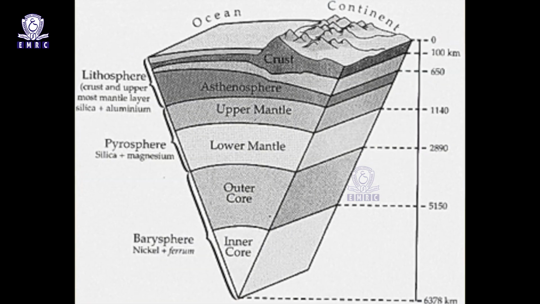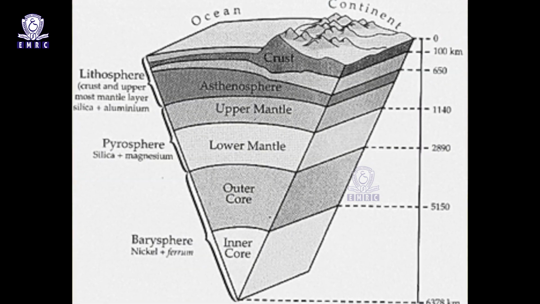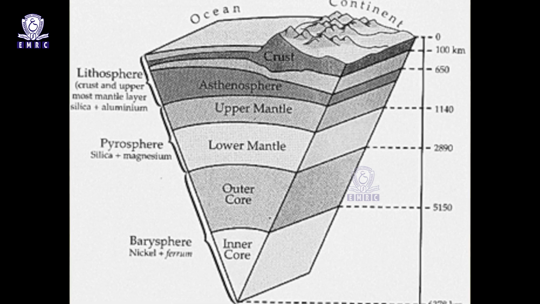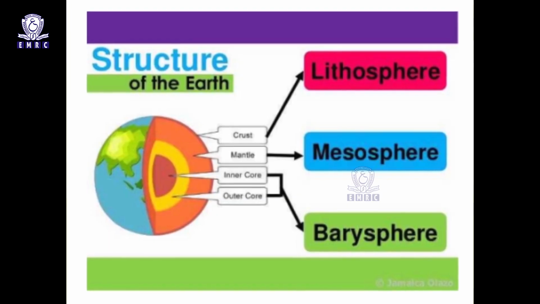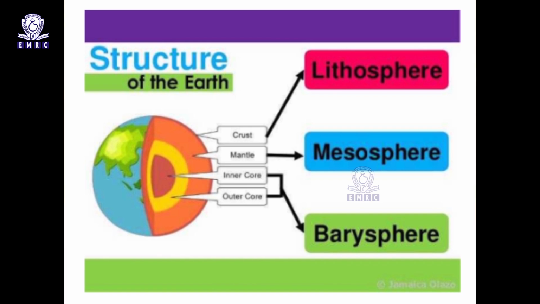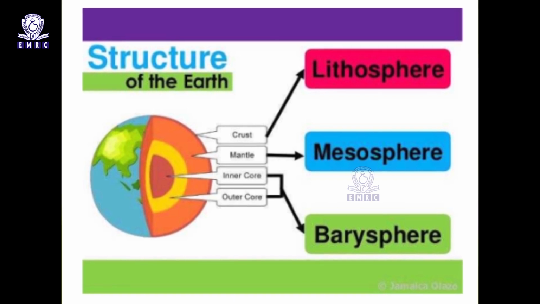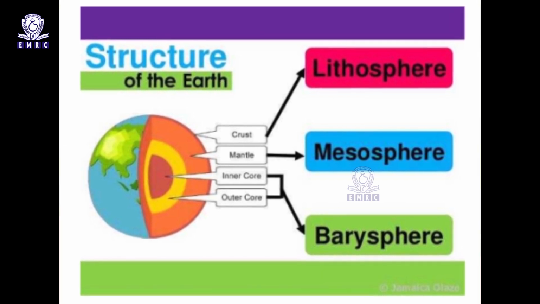The second layer is pyrosphere. This layer is mostly composed of basaltic rocks. The thickness of this layer is 2780 kilometers, having an average density of 5.6. The third layer is barysphere. Barysphere is mostly made up of iron and nickel. Average density ranges between 8 to 11.